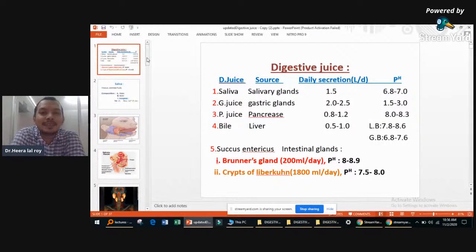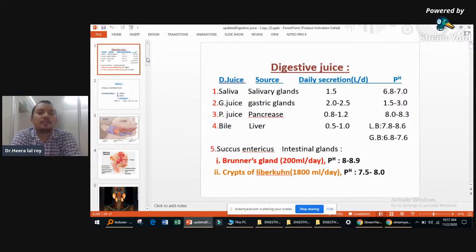So what is digestion? Digestion is a complex process by which you can break down large food particles for better absorption. For that breakdown, you need some juices, and that is the digestive juice. The digestive juice consists of saliva, gastric juice, pancreatic juice, and bile.